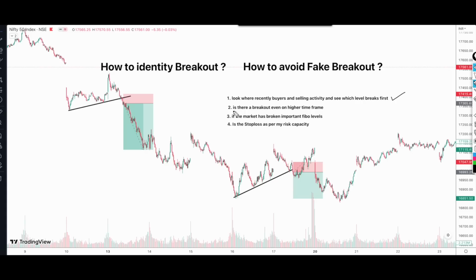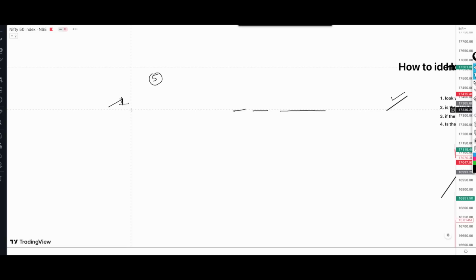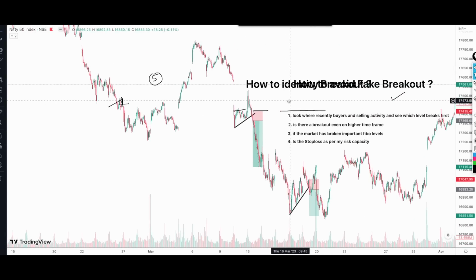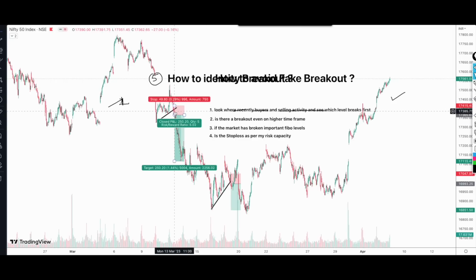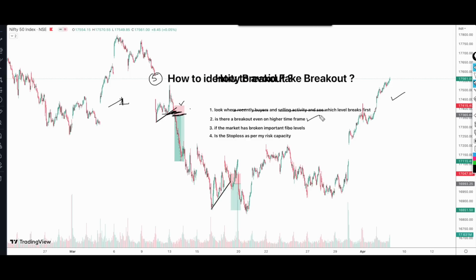Next, what I will do is I will see if there is a breakout even on a higher time frame. For example, this is a 5 minutes time frame of Nifty. Here I got a breakout. To take multiple confirmation, I will switch to a higher time frame. On a higher time frame, I will check if the market has given a breakout here also. Here also you can see market has broken this level and is sustaining below this level, and the buyers' zone also the market has gone below that. So this is where our opportunity was. This is my second confirmation, looking at a higher time frame to see if there is a breakout there also.